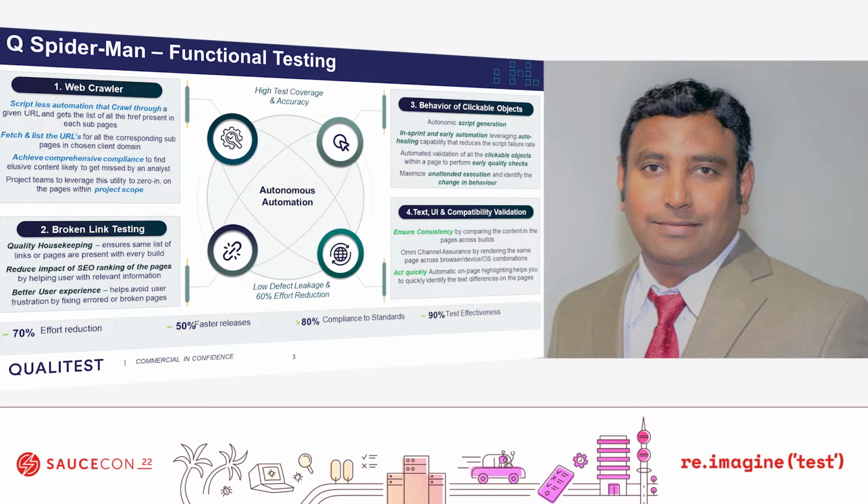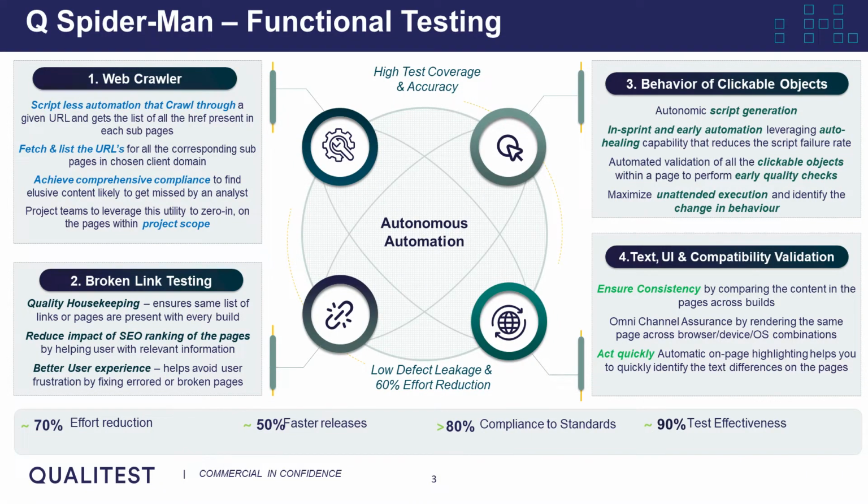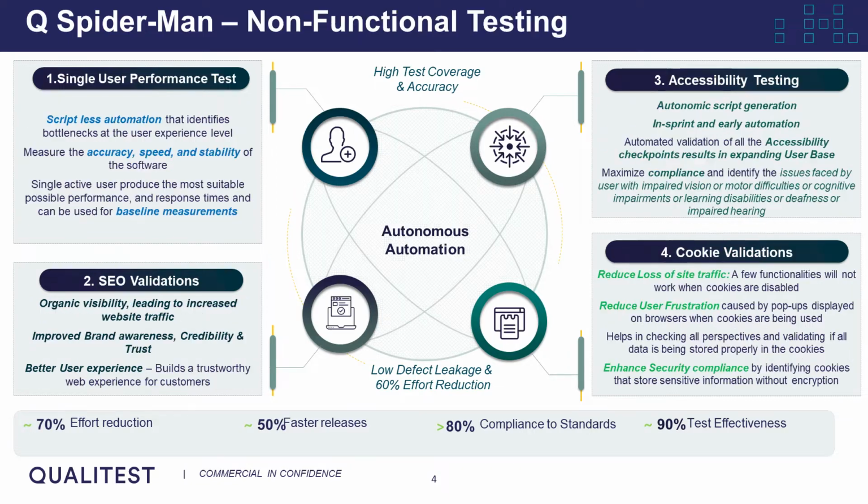Let's go over some of the high-level features of the solution we have today. The first one, we'll talk about the functional testing: how the Q Spider-Man solution helps to validate a web crawler, how it helps to find broken links, and how it helps to create an autonomous script generation engine on the fly with the behavior of clickable objects. And the fourth one is the text, UI, and compatibility validations across devices and across browsers, and how it can be done quickly using our solution. The non-functional testing features include single user performance test, SEO validations, accessibility testing, and cookie validations.